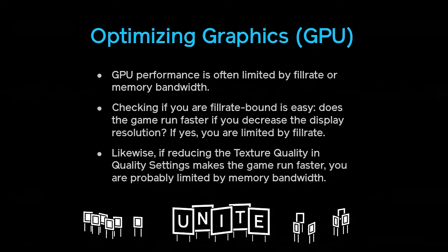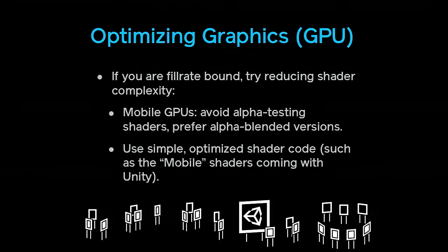Because it has fewer pixels to render, you have less fill rate you need to push. Likewise, if you want to test whether you are memory bandwidth bound, the main memory usage for rendering is typically the texture data. So if you go to quality settings and reduce your texture quality, which makes the textures used smaller, and that makes your game run faster, then you're likely to be memory bandwidth bound. So let's see what we can do about these.